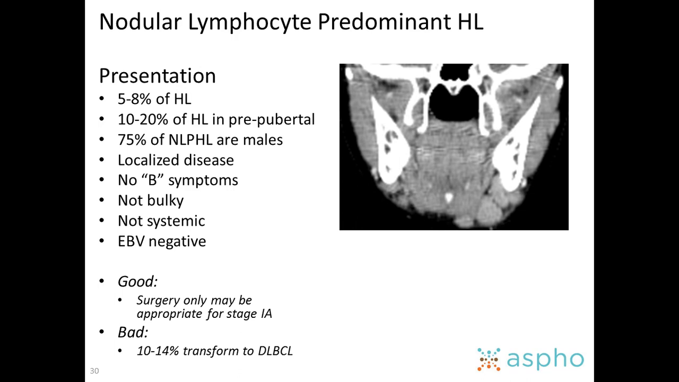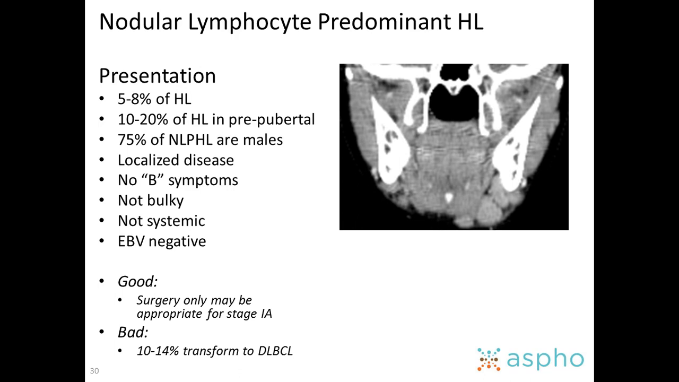Nodular lymphocyte predominant Hodgkin lymphoma, this will be one slide on it. It's only 5 to 8% of Hodgkin lymphoma. Its incidence is higher in prepubertal patients. About 75% of patients are males, and this picture is actually the one to remember. It's an example of a patient with localized disease, no B symptoms, it's not bulky, it's not systemic, and it's EBV negative. The good news is that surgery alone without chemotherapy may be appropriate for stage 1A.